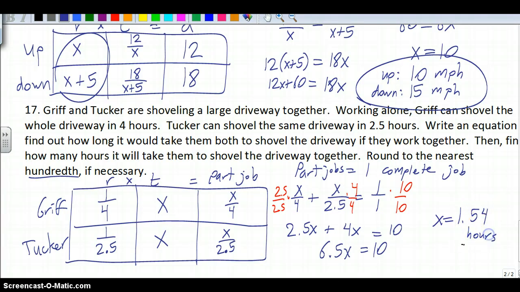And do not forget your units. Hours. You'll notice on these, make sure that you have units, okay? I will be looking for units. All right? Well, there you have it.